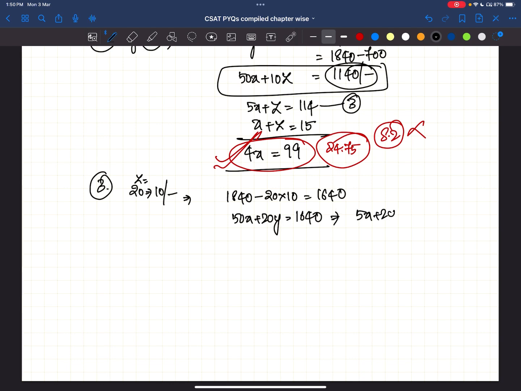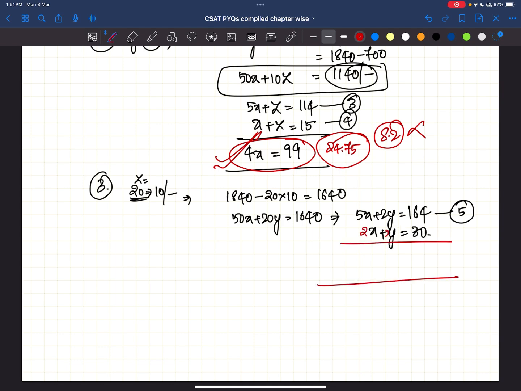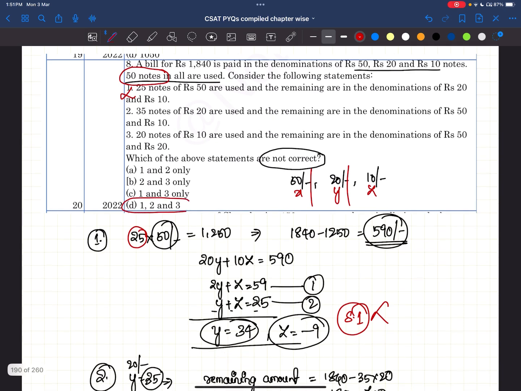5x plus 2y is equal to 164. Let this be equation number 5. Here already 20 notes are taken. That means x plus y is equal to 30. We'll multiply with 2. This will become 60, right? Now by solving, this can get cancelled. 3x is equal to 104, but this is not divisible by 3. So even this will also come in decimal values, the x value. That means statement 3 is also incorrect. Answer is 1, 2, 3.